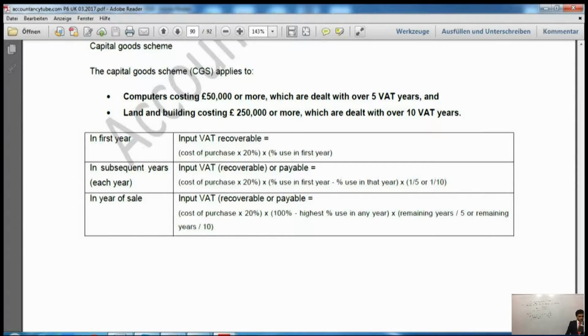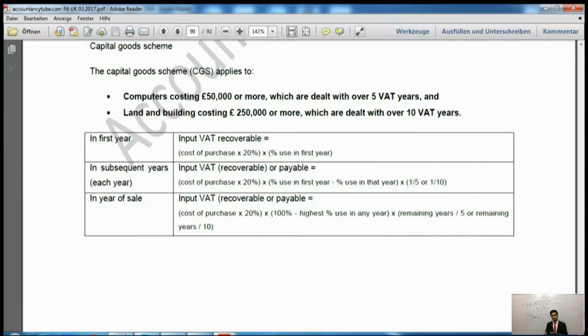All right. Now, what is the calculation? It says how you can recover the VAT in the first year. You can recover input VAT. Recoverable is the cost of purchase. Say, for example, in the case of a computer, you bought it for £50,000, and you will recover £50,000 multiplied by 20%, which is our VAT rate, multiplied by the usage in the first year. Now, what does usage mean? Usage means business usage.